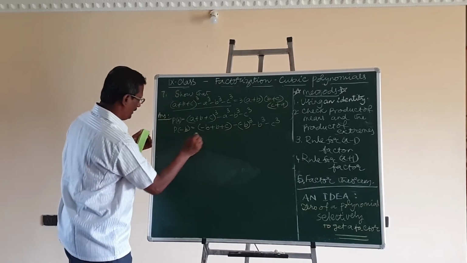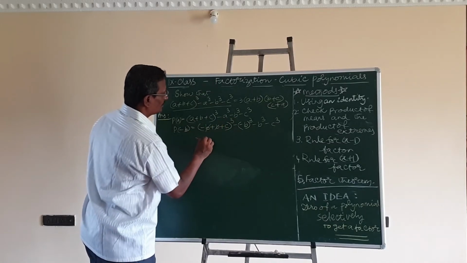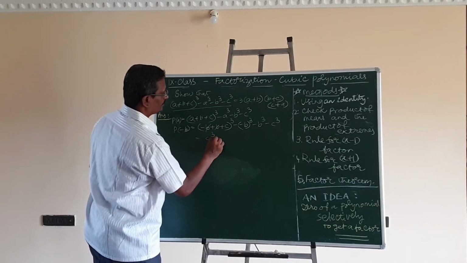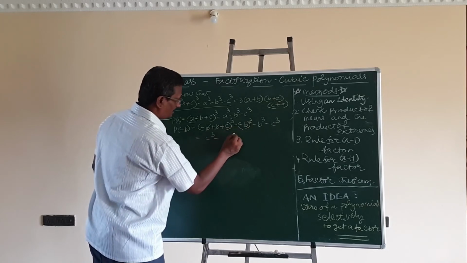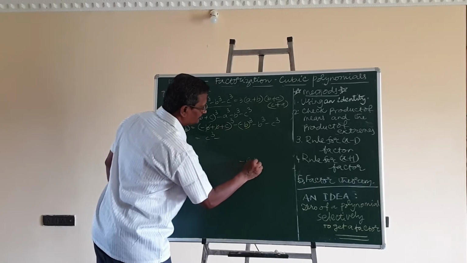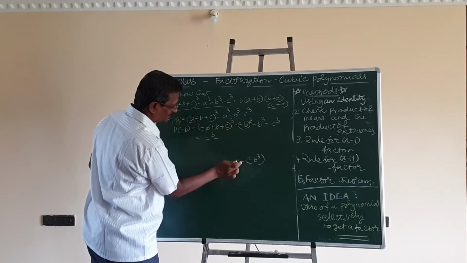See what is going to happen. Minus b plus b cancel. This is a cube. This is c cube. Minus b whole cube is minus b cube, and minus of minus b cube. Minus b whole cube is minus b cube. This minus as it is.